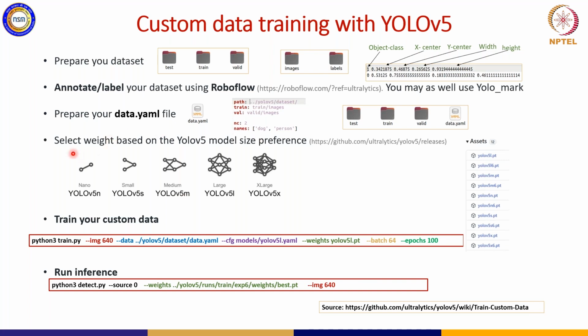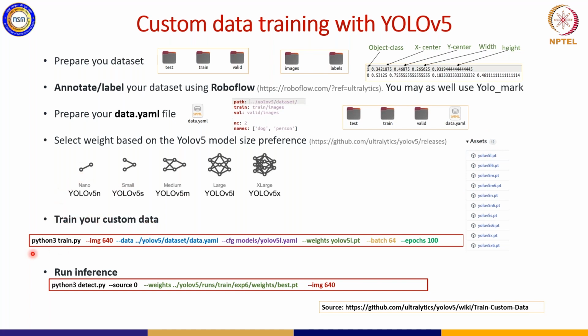The next thing to do is to select the weights you want for YOLO v5, because YOLO v5 has a different set of weights based on the model. You can consider nano YOLO, small YOLO, medium size, large size, or extra large size. These are the weights that you can download. This is how they look like. So after you've done that, then you can train your custom model.